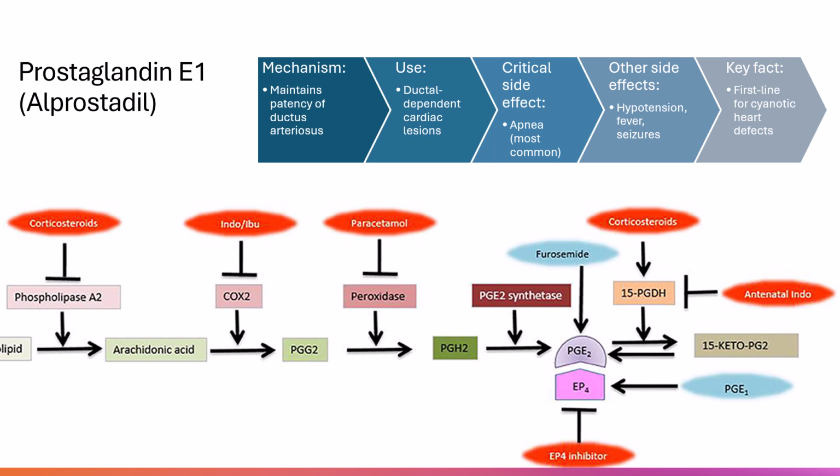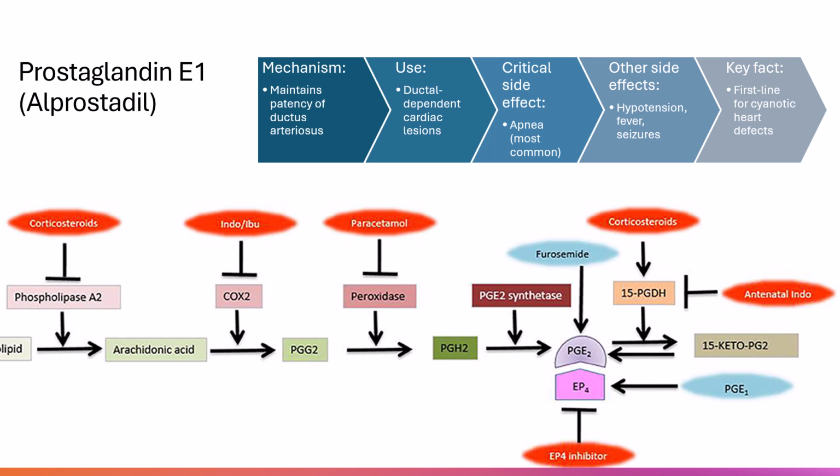Prostaglandin E1, or alprostadil, is a favorite topic for questions on the exam. The questions are usually about identifying when to start the medication based on the clinical picture and the common side effects. PGE1 mechanism is straightforward. It maintains patency of the ductus arteriosus, which is literally a lifesaver in ductal-dependent cardiac lesions. The most critical side effect to know is apnea, which occurs so commonly that many centers will prophylactically intubate babies before starting PGE1. Other side effects include hypotension, fever, and seizures, but examiners love to test on the apnea connection.